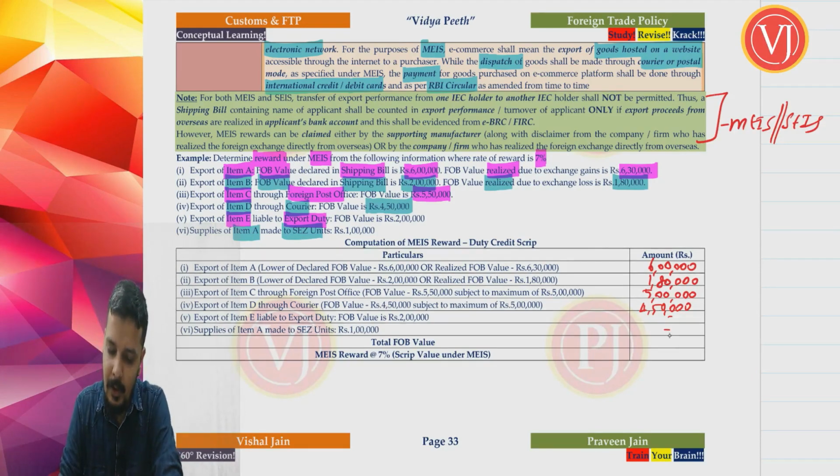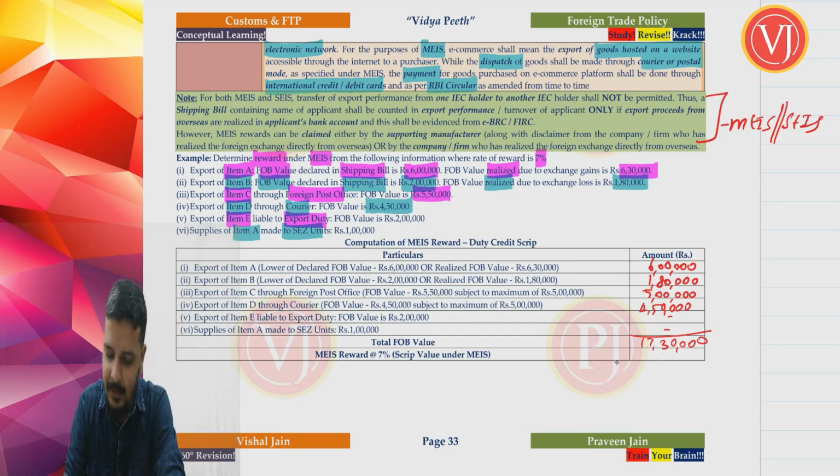So if you total the FOB values, you will get around 6 lakh, 11 lakhs, 15 lakh 50,000, 16 lakh 50,000, 17 lakh 30,000. So your total value will be 17 lakh 30,000. So 10 lakh 50,000, 15 lakh 50,000 and 16 lakh 50,000 plus 80,000 is 17 lakh 30,000.